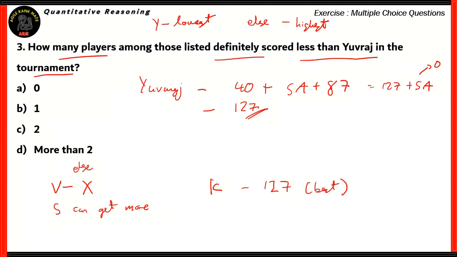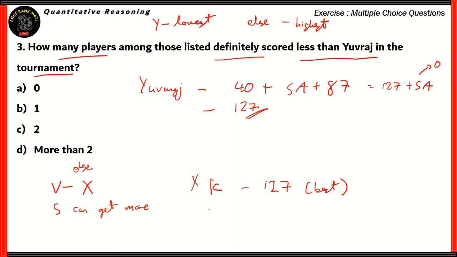And since 127 is equal to the one against Yuvraj, that particular case would mean that Kaif also cannot be considered. So since Kaif can reach 127, he would be equal to Yuvraj's lowest score. So therefore, we cannot consider Kaif here as well. So we now know that Virendra, Saurav, and Kaif all can get scores higher than Yuvraj's lowest score.